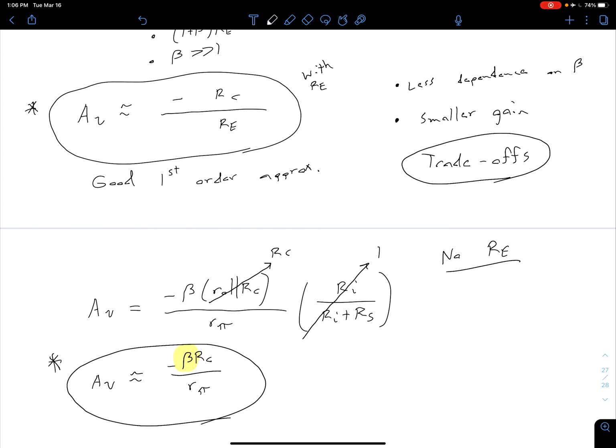In the next video, we're going to look at an example, and we're going to include some numbers so you can get a better feel for how much gain is being reduced, how much our dependence on beta is being reduced, and kind of get a better feel for what that looks like in a real application.